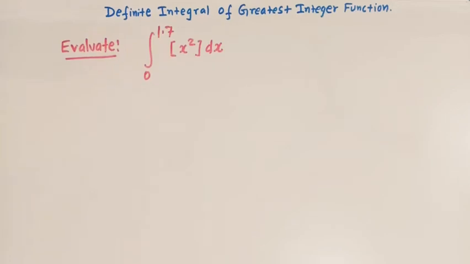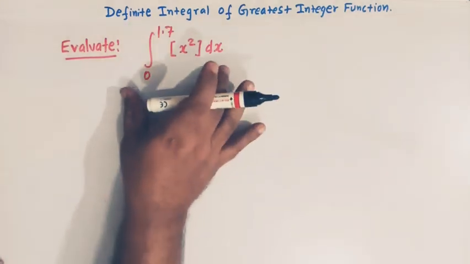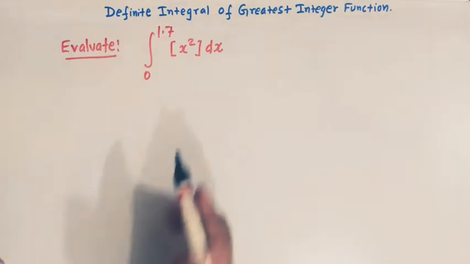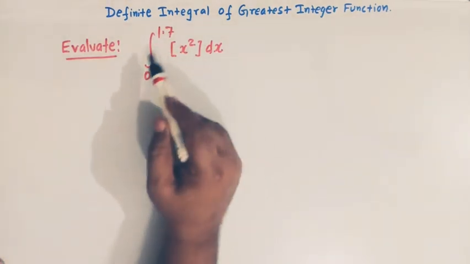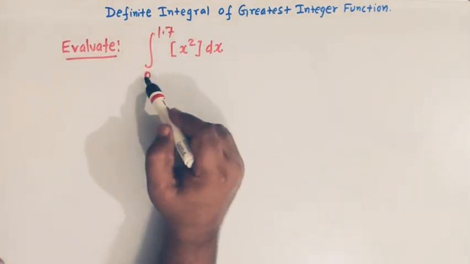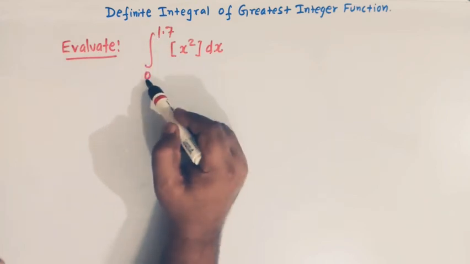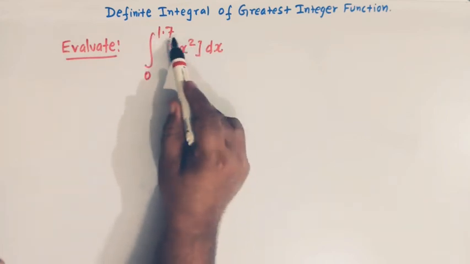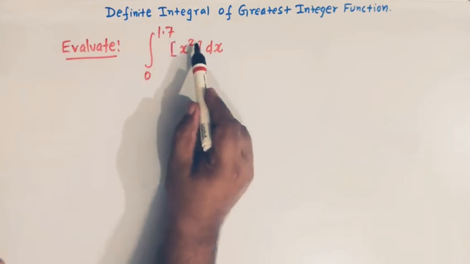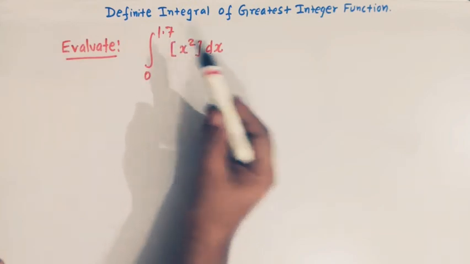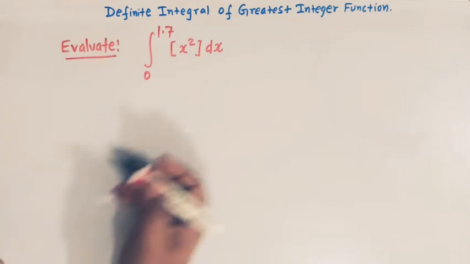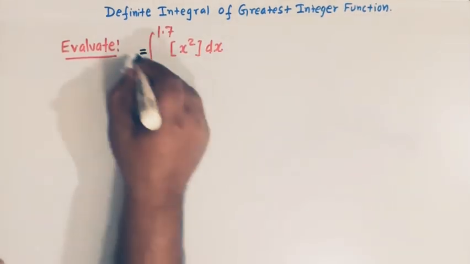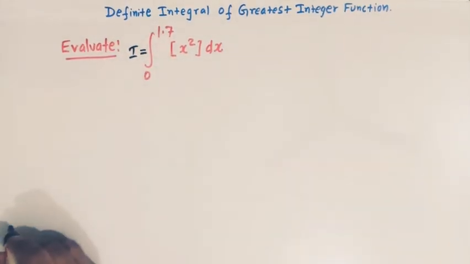Hello viewers, in today's class we are going to solve this integral, right? So here we have to find the value of this definite integral from 0 to 1.7, and here the function is greatest integer x square, right? So let us start. So let us first call this integral as I, right?